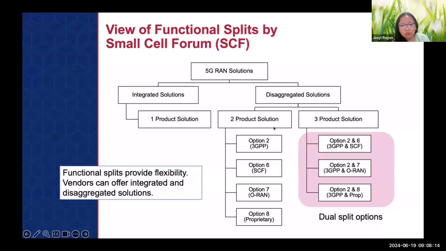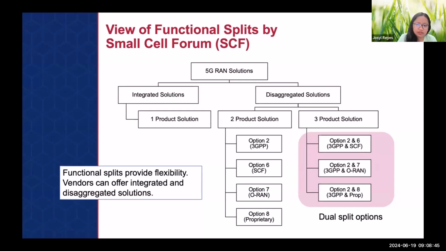Again, the two-product solution, depending on which split option is selected: if it's the low layer split, you have one product which is the RU, and the other product is the CUDU. And then for the high layer split, you have the CU, and then the other product is the RUDU, the integrated RUDU.